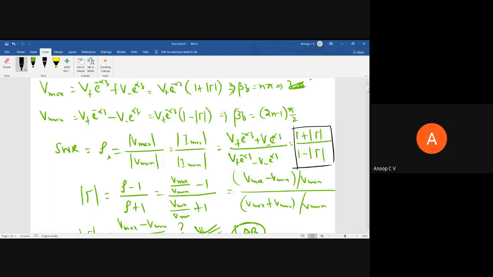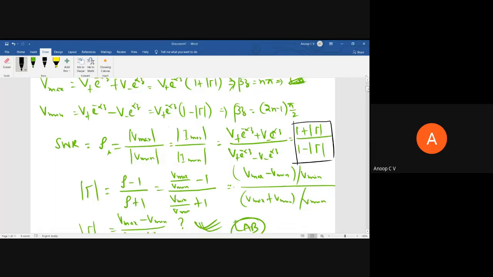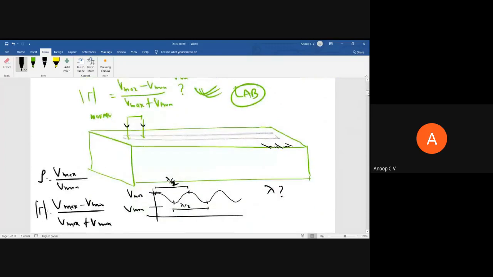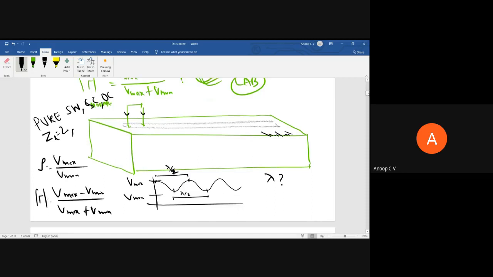Now, apart from this, in video 1.11, I've discussed pure standing wave. What will happen to standing wave if ZL equals Z0? What will happen to a short circuited line? What will happen to an open circuited line? All those things I have discussed again, so please do watch that as well. Now we'll move ahead to a problem.